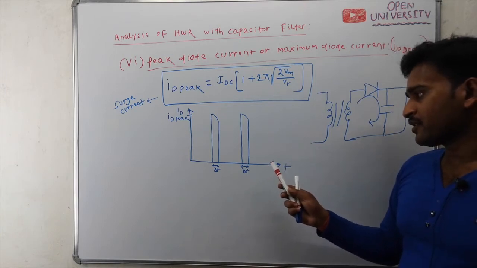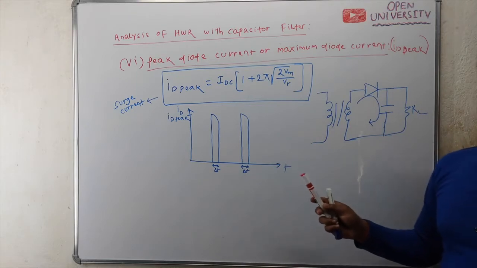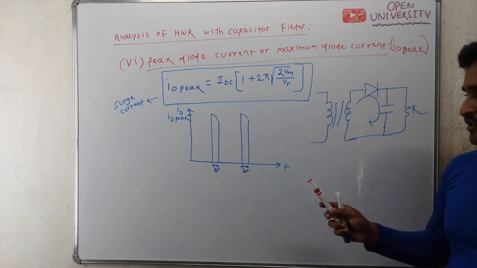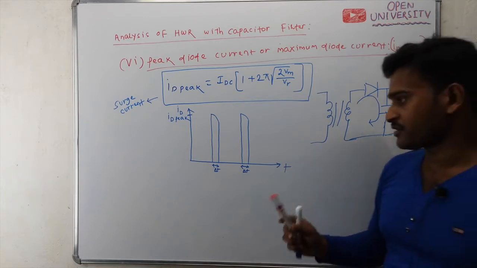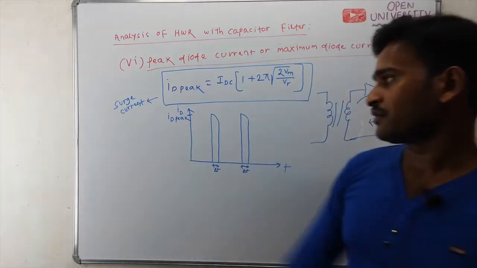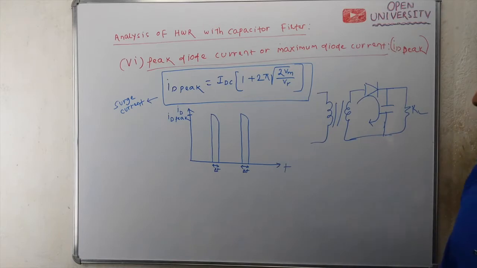This sudden increase in diode current is known as surge. Next point: ID peak is also called surge current.